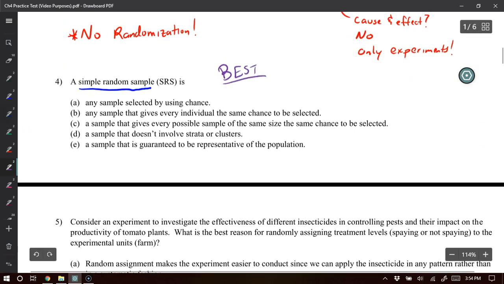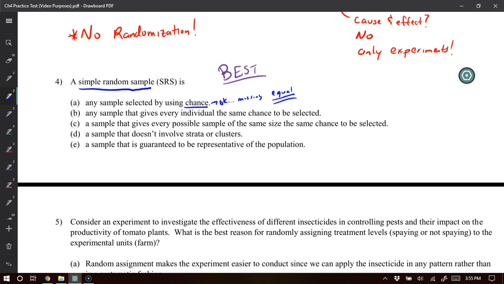So I want to know which of these is the best. A, a simple random sample: any sample selected by using chance. Well, I like the fact that this uses the word chance because that's what we want. But there's something wrong. There's a word missing. It's okay the way it's worded, but we need equal chance. It's not just by chance. Every object in that sample has to have the equal probability of being selected. So I don't like this one. I'm missing the word equal. So that's not the best answer.